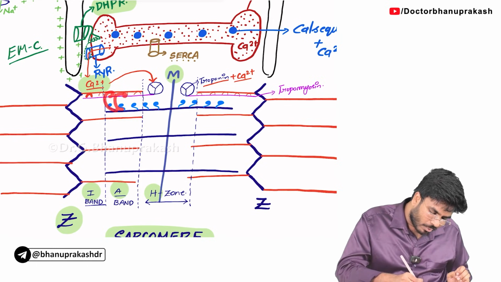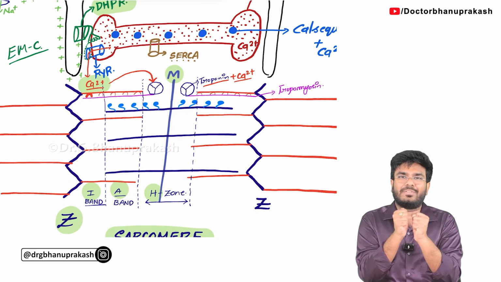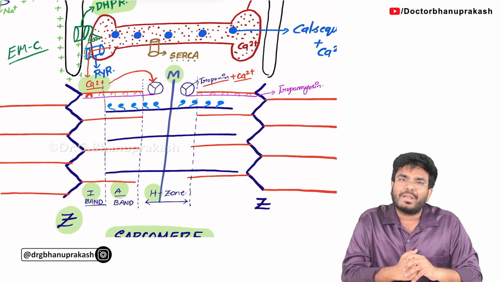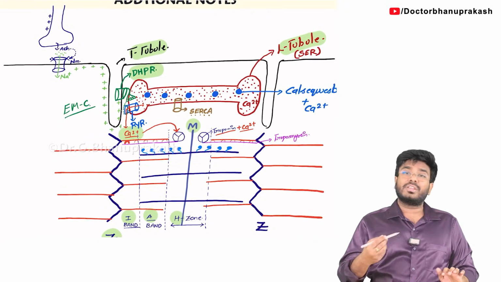Now, these myosin heads will go and bind with the active sites, and with the help of ATP, they will pull the actin filaments, causing the muscle contraction. Now, you understand? So, again, one by one. What exactly is happening during the muscle contraction?